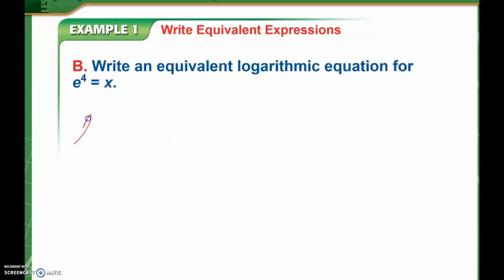So this would be natural log because of the base e, but we don't have to write the e, of x equals 4. So that would be the natural logarithmic equation.